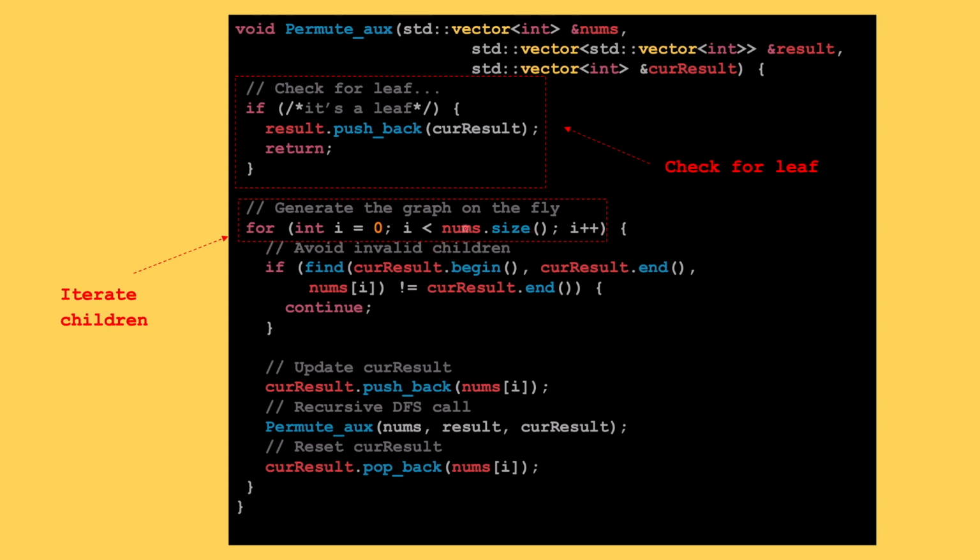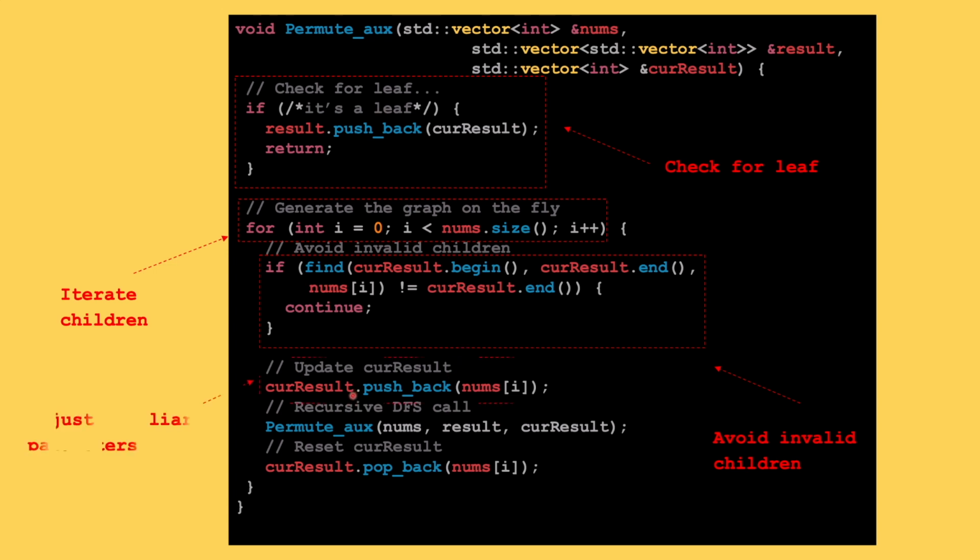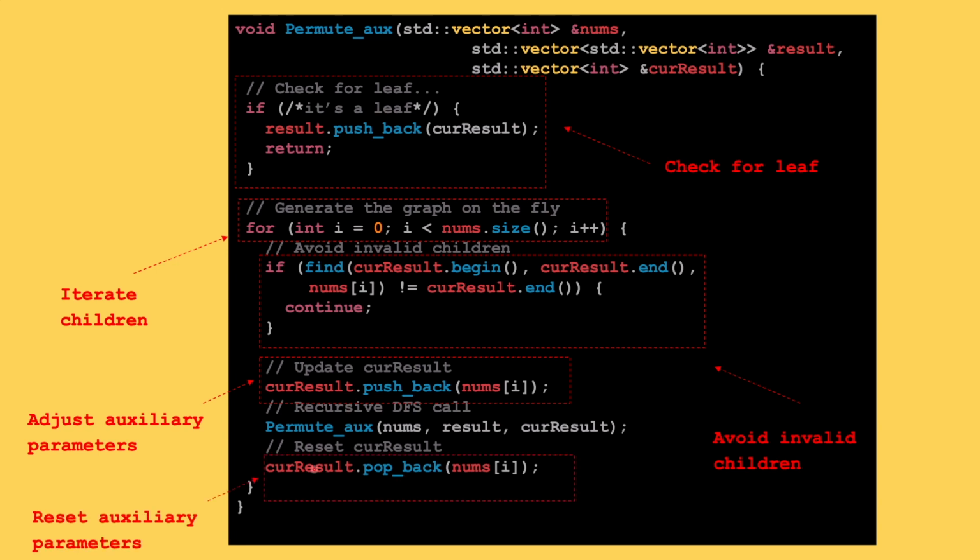Now, as you are iterating through all the given input values, you might realize that some of them are not appropriate, so you have to find a way to filter them out. So this is another important step that we took, which was avoiding invalid children. So basically you filter out the ones that are not valid children. After that point, everything is easy. You just have to adjust your auxiliary parameters for your next DFS call, which is one of the children. And then once you are returning from this call, you have to reset the auxiliary variables to what they were before, which is what we are doing at this step.